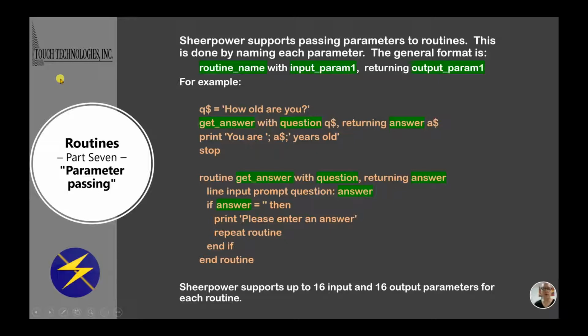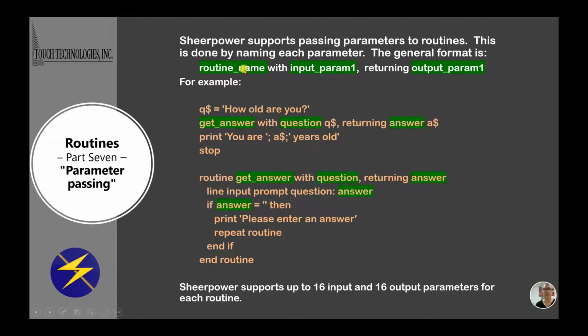But first, we're going to talk about passing parameters to routines. And this is done by naming each parameter. I know in a lot of programming languages, you choose the parameter by its location in the call stream. So if you, for instance, have a function that has 3 parameters, parameter 1 means something, parameter 2 means something, parameter 3, you have to remember the order of the parameters. In Sheerpower, you don't do that. You basically give the parameter a name.